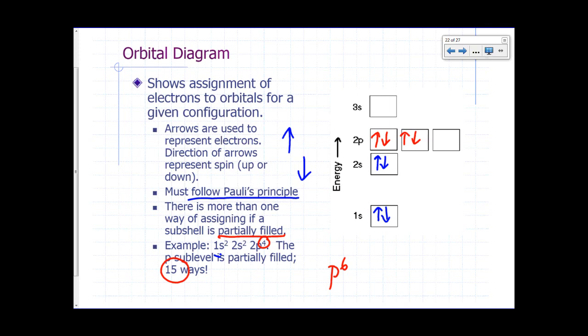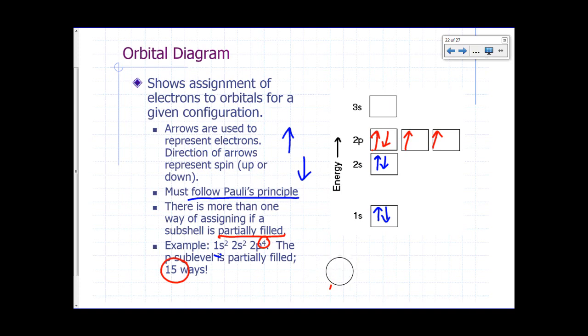Another way would be 2 here and these 2 here, so you can have up, down, so that's another way. And then another way would be something like 1, 2, 3 all spin up, and then the fourth one would be spin down. And so that's another way. So there are many ways of doing it. Anytime you have a partially filled subshell, you'll typically have more than one way of drawing an orbital diagram.